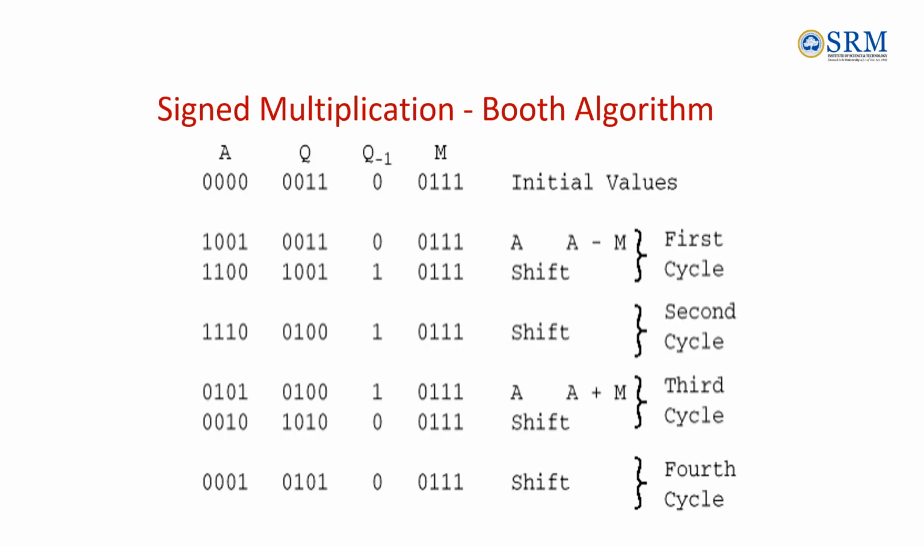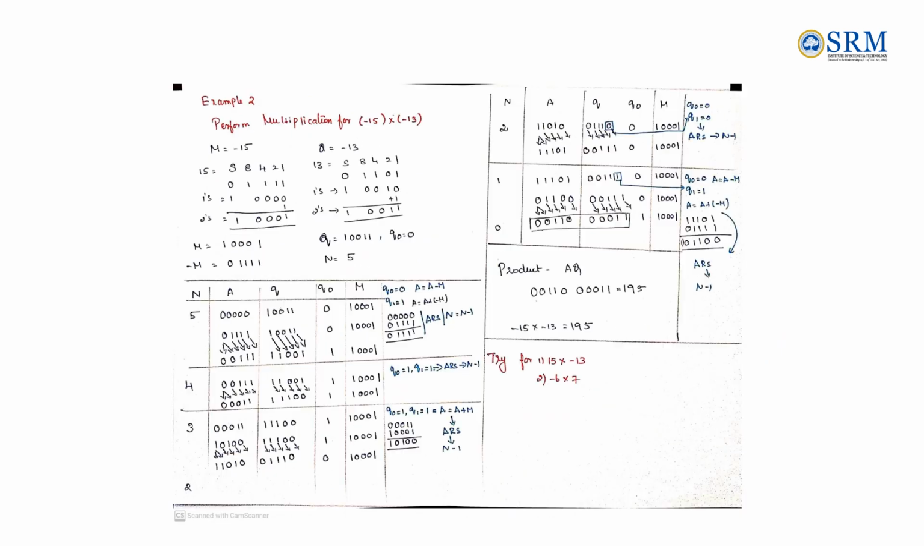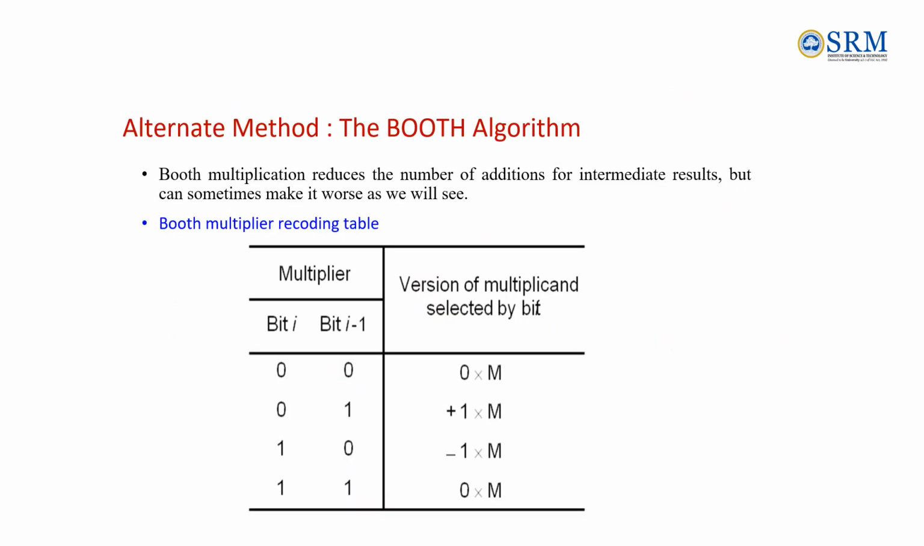So this is also the same. Check the last two bits, 1 and 0. So A equals A minus M and shift. Again check the last two bits, 1 and 1. So just do a right shift. Then check the last two bits, 0 and 1. So A equals A plus M and do a right shift. Now check 0 and 0. Just do a right shift, which will give you the final answer. So these are some more examples you can practice with.